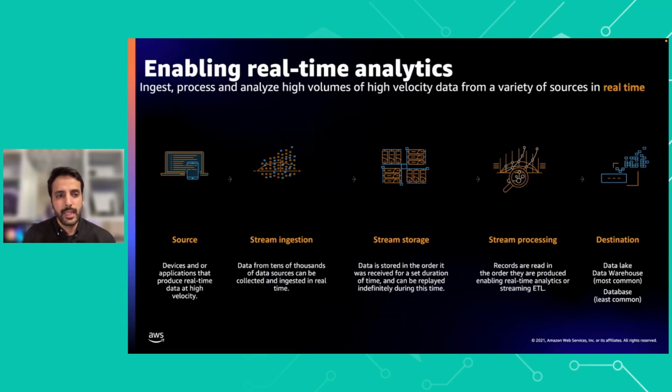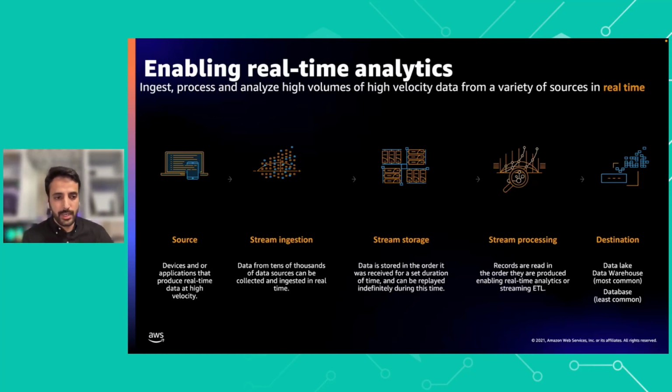Let's talk about how you can enable real-time analytics in your systems or organizations today. Real-time analytics require a combination of certain capabilities. You need to be able to ingest, process, and analyze high volumes of high velocity data from a variety of sources. And you have to do all of that in real time. So if you go from left to right on this slide, there is your data source. These are devices or applications that are producing data in real time. We talked about a few of those, such as mobile devices or IoT sensors. There are other examples like log files being produced by systems and applications, or clickstream data that customers are generating by the use of a website.